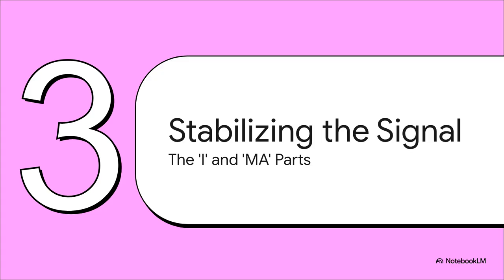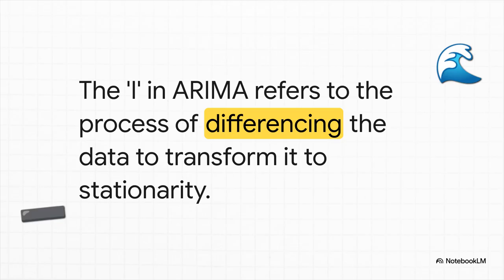But what about the other letters, the I and the MA? Well, these are the tools we use to handle data that isn't so perfectly behaved right out of the box. The I stands for integrated, which is really just a fancy way of saying we use a technique called differencing. Let's say your sales are trending up every single month. Well, the raw numbers aren't stable. But what if you look at the change in sales from month to month? That series of changes might be totally stable. That's what differencing is. It's a clever trick to remove the trend and reveal the stationary signal hiding underneath.